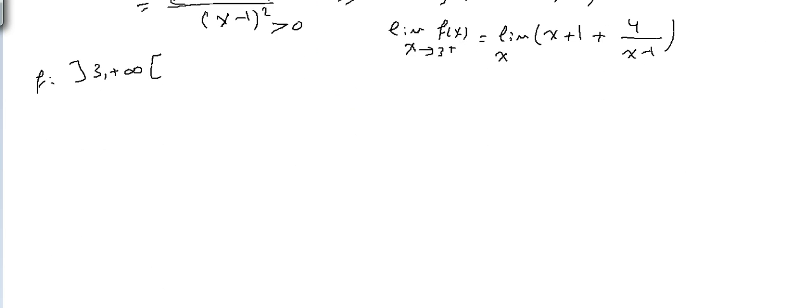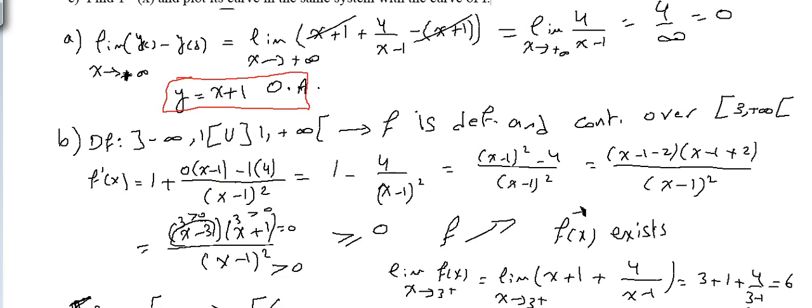As x approaches 3 plus, if we put 3 instead of x, we get 3 plus 1 plus 4 over 3 minus 1. This is 2, 4 over 2 is 2, plus 4 is 6. So it goes to 6. It is closed at 6 because it is, by definition, closed at 3. I drew it open, but it's not open. It's closed at 3.